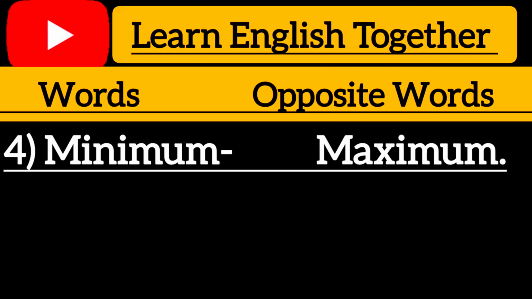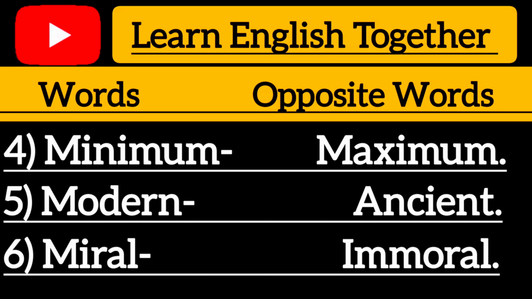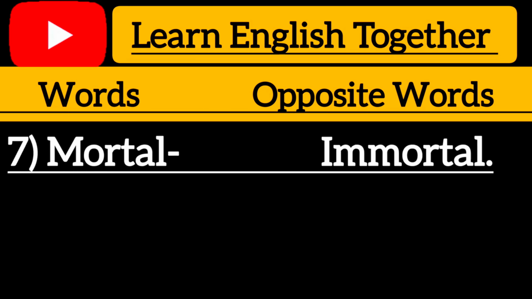Number 4, minimum. Opposite word is maximum. Number 5, modern. Opposite word is ancient. Number 6, moral. Opposite word is immoral. Number 7, mortal. Opposite word is immortal.